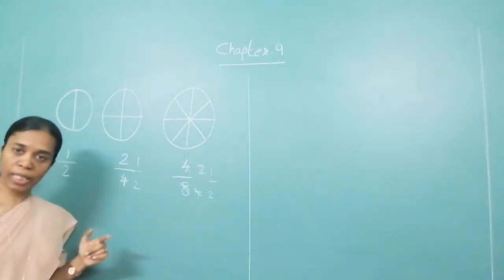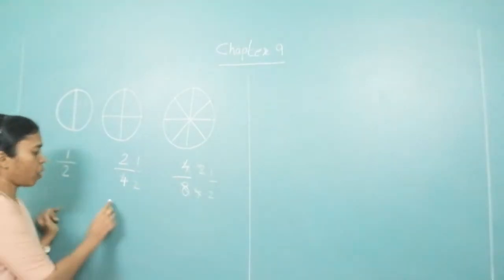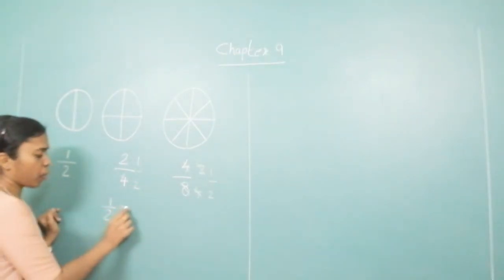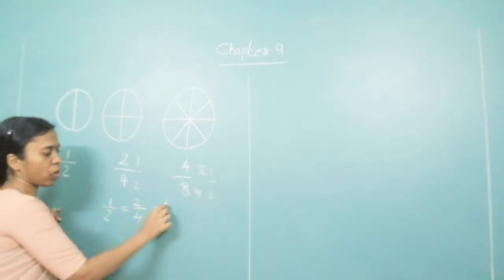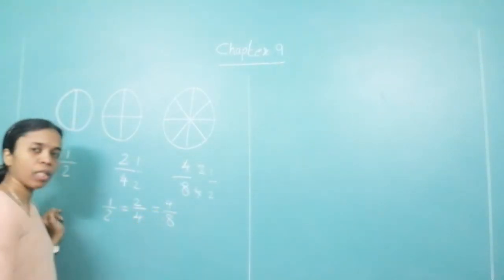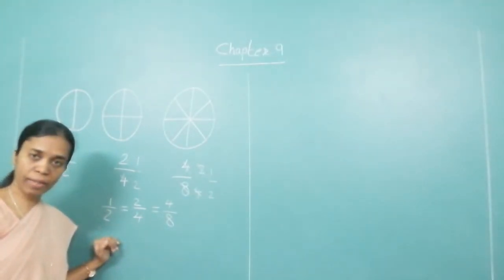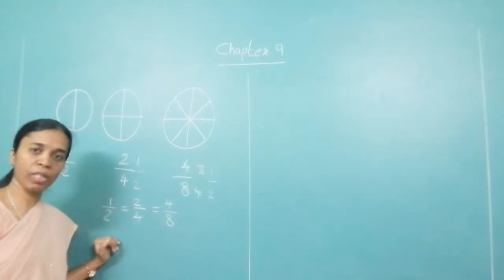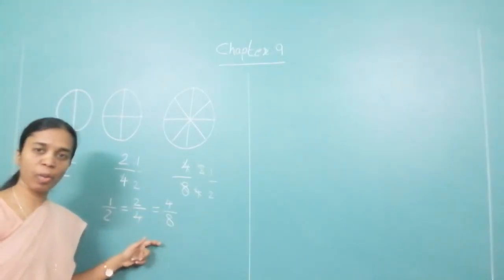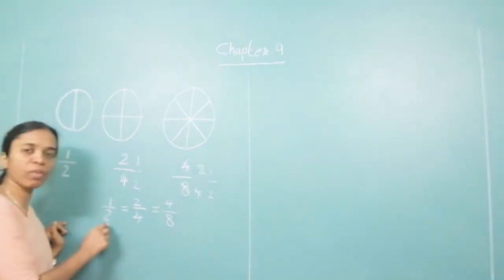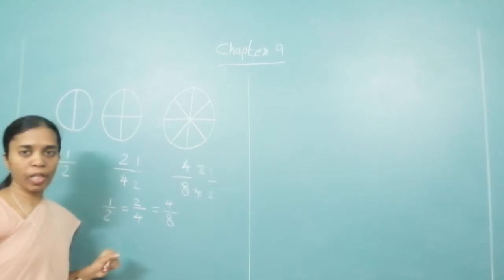So can you see that the ratio is constant? So I can write that 1 upon 2 is equal to 2 upon 4 is equal to 4 upon 8. We have already learned that these are equivalent fractions, that is, fractions with equal values. Because when you remove whatever is common, you see that the value is always 1 upon 2. So that is the second point that you have to take note of.